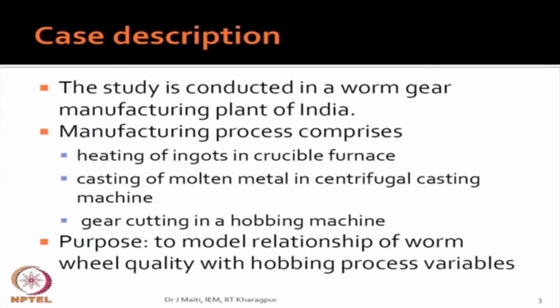The study was conducted in a worm gear manufacturing plant of India. The manufacturing process comprises heating of ingots in a crucible furnace, casting of molten metal in a centrifugal casting machine, and gear cutting in a hobbing machine. The purpose of this case study is to model the relationships of worm wheel quality with hobbing process variables.